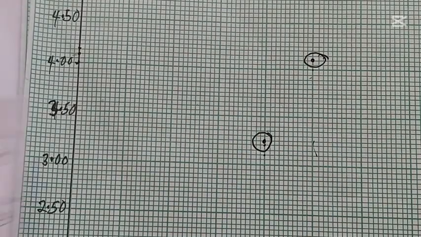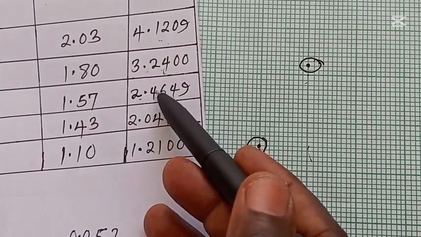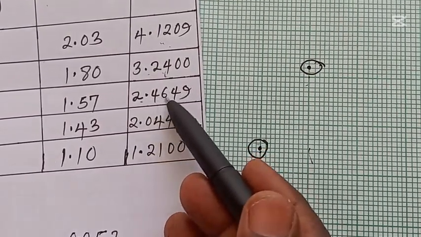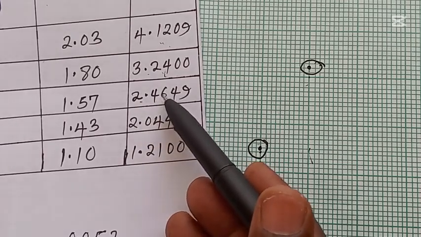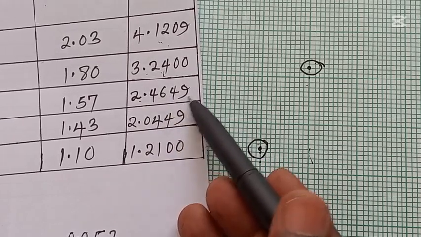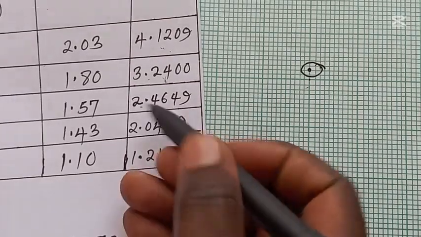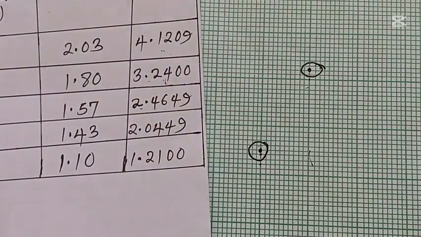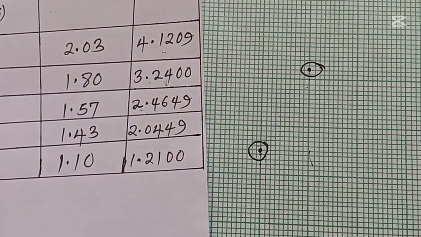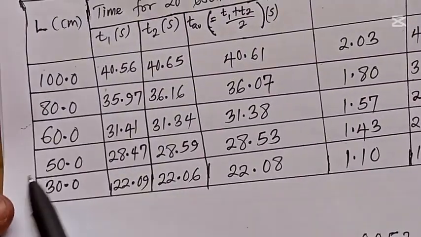Okay, next is when I have 60, it is 2.46. Again, I can't have 2.46 exactly, but I can have 2.45. Remember that we cannot put all the 4 decimal places in the graph. We can only do it as far as 2 decimal places. We can't go beyond 2 decimal places. This is why we are doing this. Okay, but computers can do that.